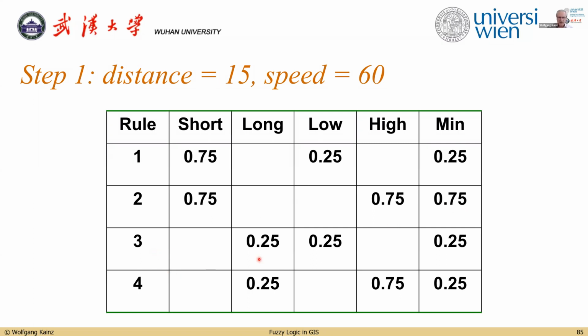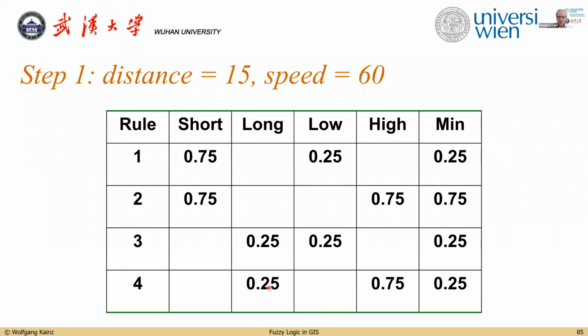Then rule number 3 says long distance and low speed. So if the distance is long and the speed is low, again with a value of 15 for distance, we go into the membership function for long distance, giving a membership value of 0.25. And then with the speed of 60, we go into the membership function for low speed. And again, this gives us a value of 0.25 because rule number 3 says long distance, low speed. So the minimum of these two, of course, is 0.25.